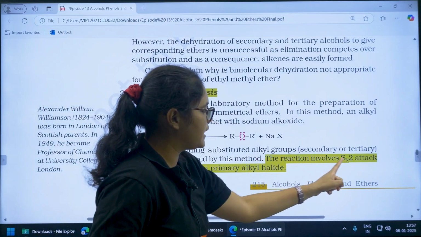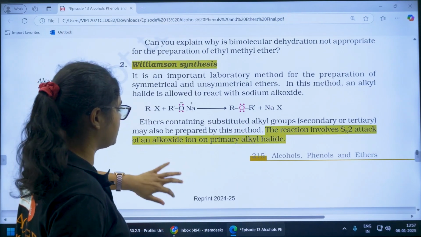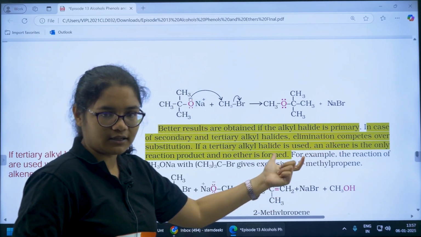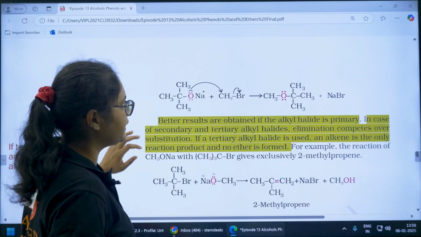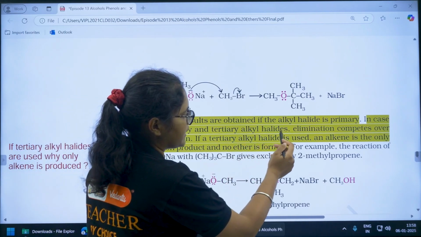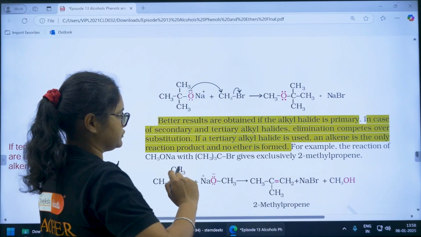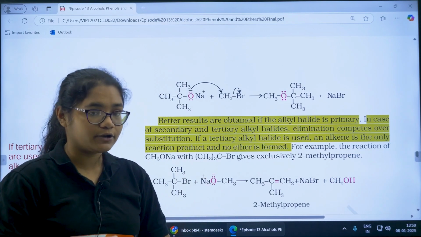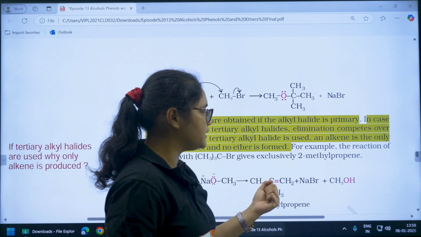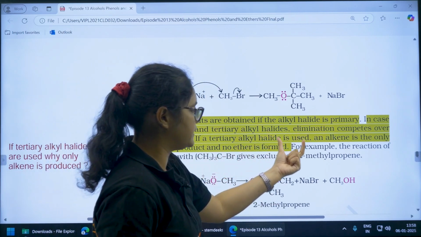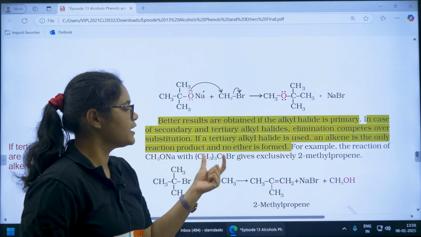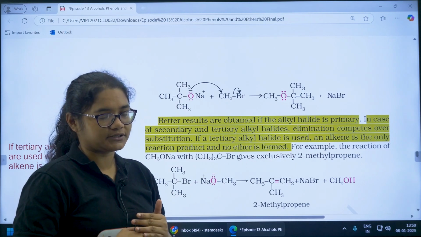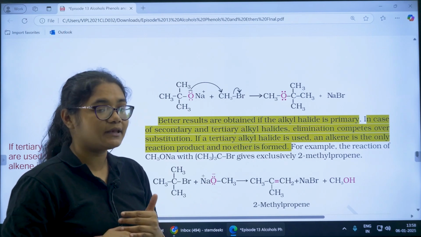One more important point, the reaction involves SN2 mechanism here if it is a primary alkyl halide. Now here something important, that the alkyl halide should be primary, this we have studied also, right? And in case of secondary and tertiary alkyl halides, elimination competes over the substitution. So the question may arise, why should a primary alkyl halide be taken? That is because if you take secondary or tertiary, then elimination will dominate, and if a tertiary alkyl halide is used, alkene is the only reaction product and no ether is formed. So for ether formation we need a substitution reaction, and that will happen only if we use primary alkyl halides.